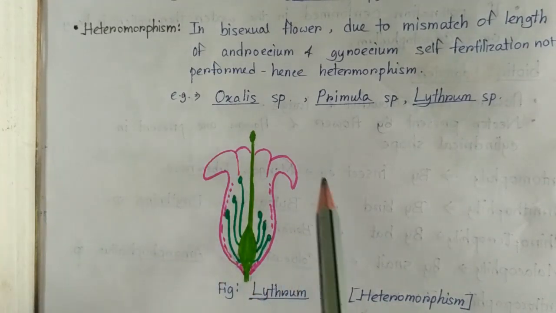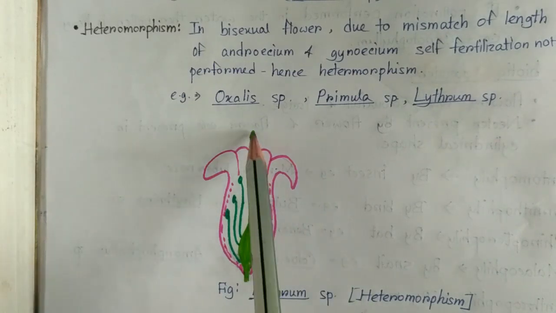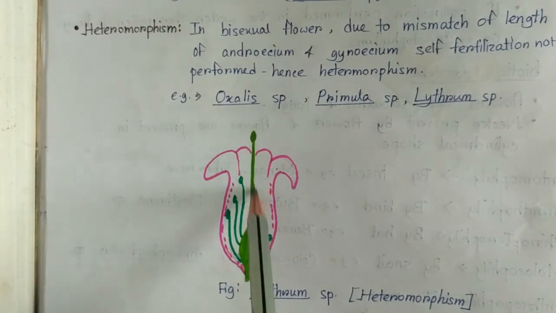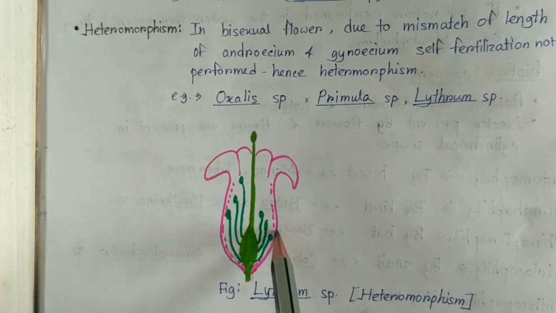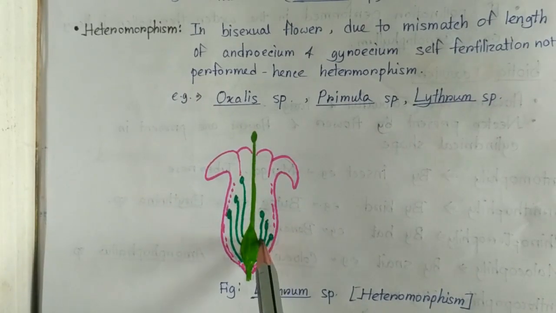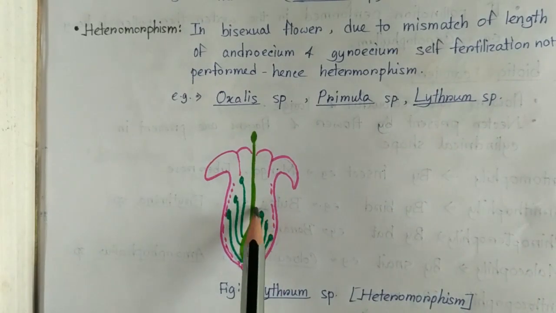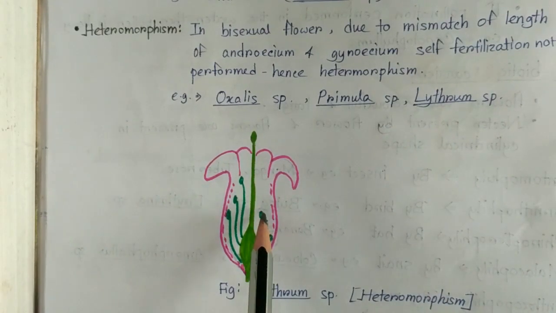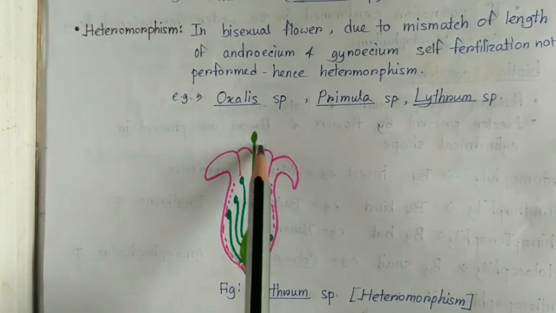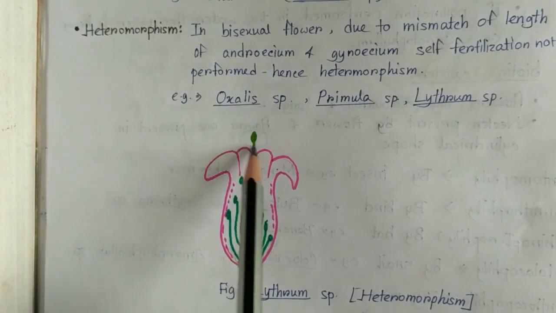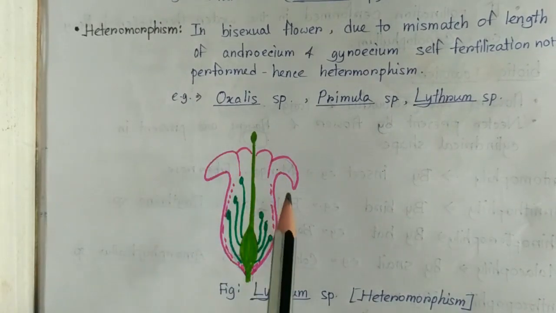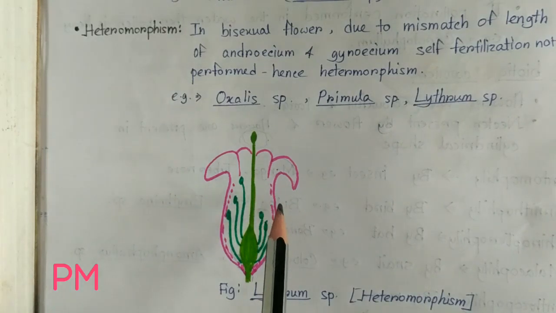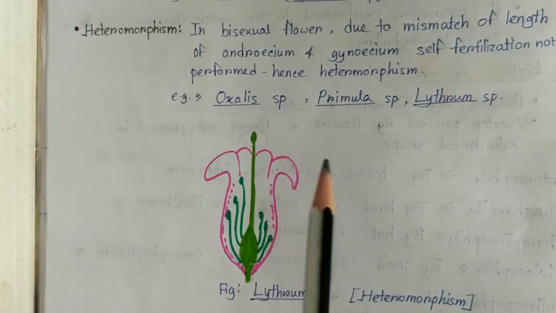Here is a diagram of Lythrum. See, the gynoecium is much longer than the androecium. Now pollen is generated from here, from the androecium part. These are the anther lobes, these are the filaments. So pollen is generated from here. Now pollen cannot reach this part, the tip of the gynoecium. So here self-fertilization is not performed. Here only xenogamy is performed.